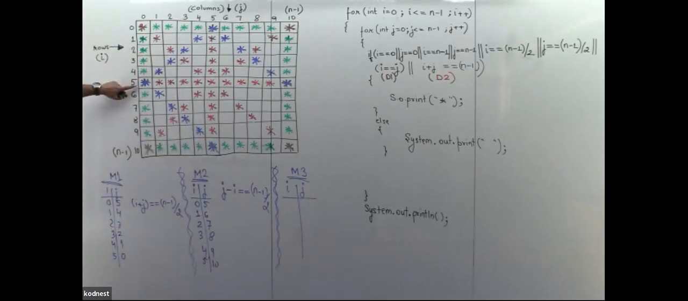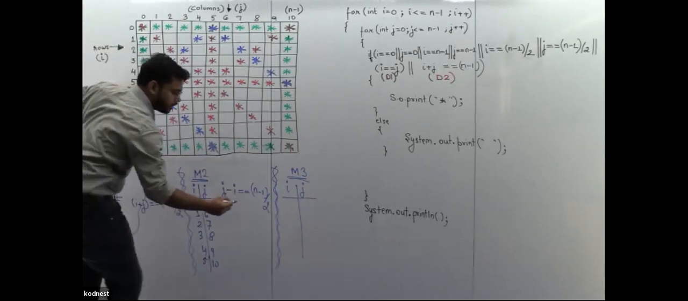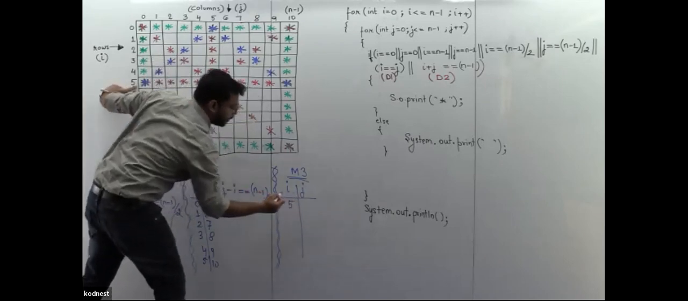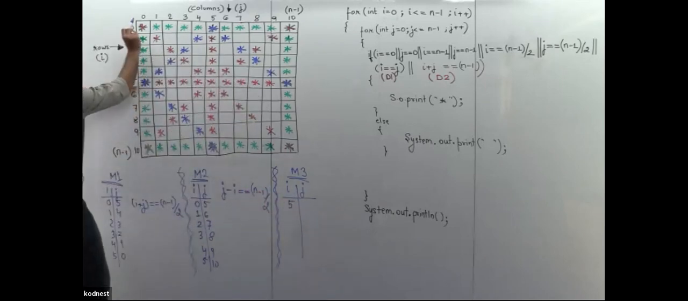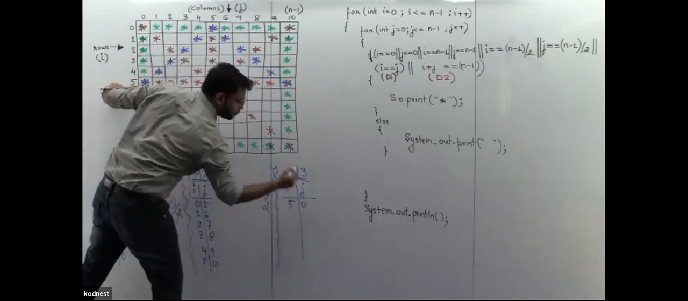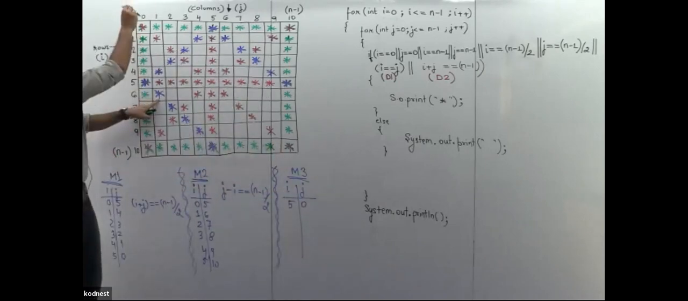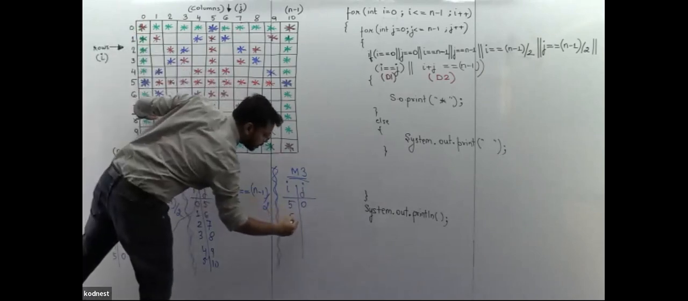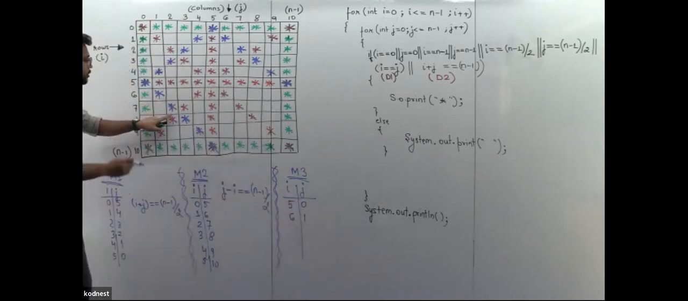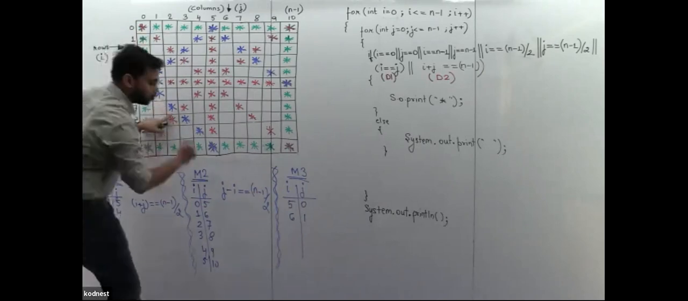Let us check. What is the value of i for this? The value of i is 5. What is the value of j? 0. Next, for this, what is the value of i? 6. Value of j? 1. So 6, 1. For this, 7, 2.